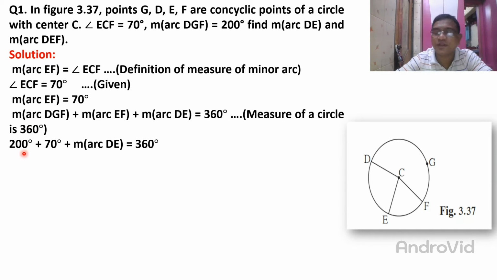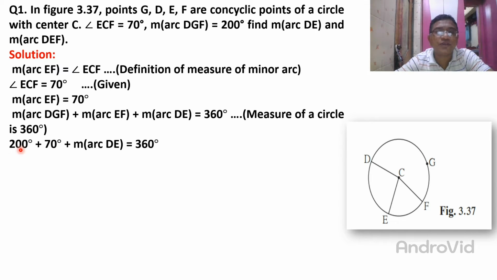DGF is 200 degrees, so I write 200 degrees. Major arc EF is 70 degrees, so I write 70 degrees. Major arc DE is equal to 360 degrees minus 200 degrees plus 70 degrees. So 200 plus 70 is 270 degrees.